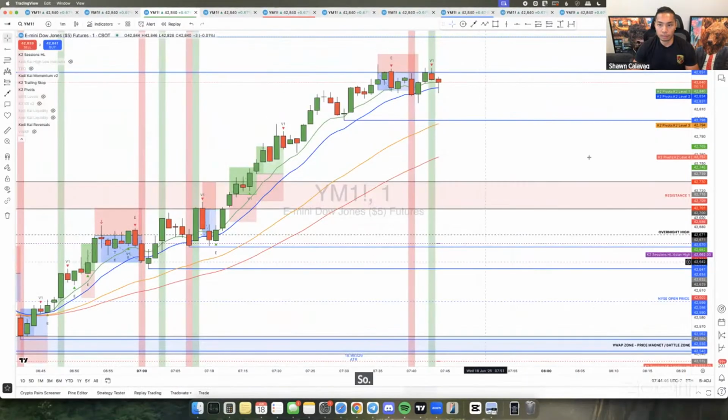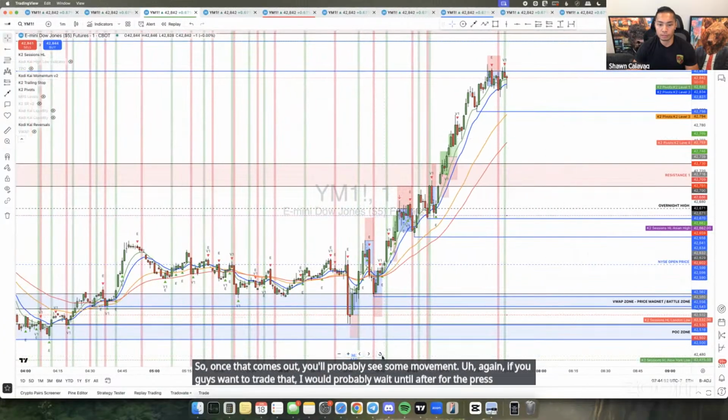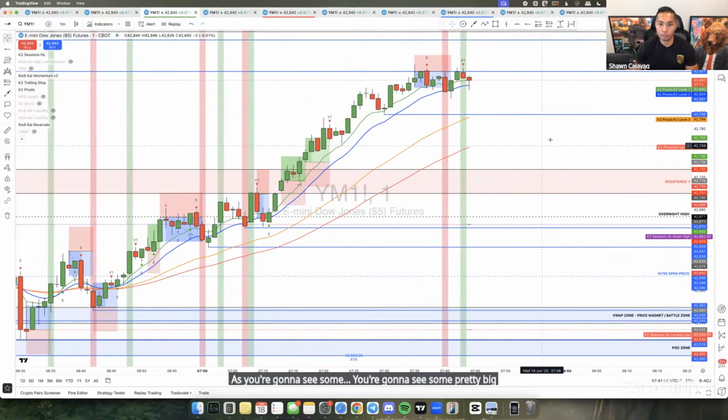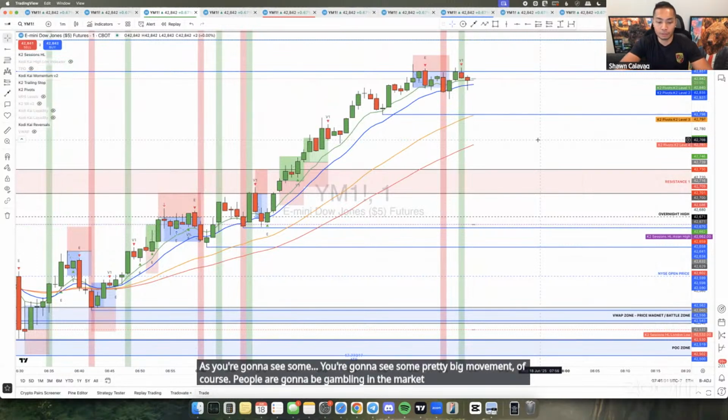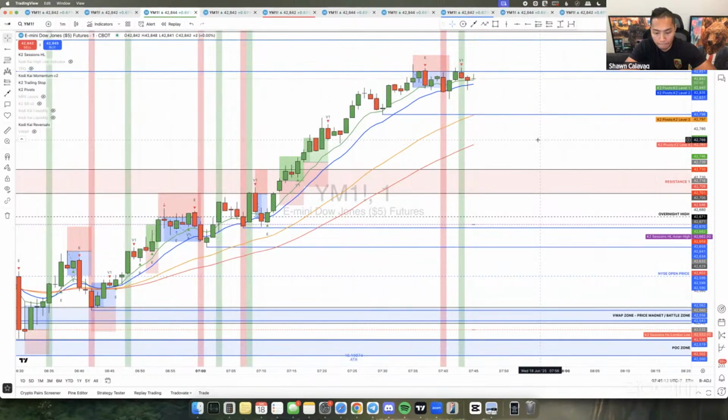So once that comes out, you'll probably see some movement. Again, if you guys want to trade that, I would probably wait until after for the press conference because you're gonna see some pretty big movement. Of course, people are gonna be gambling in the market. You don't want to get caught in that, but if you do get caught in it, try to make sure that you're on the right side of the market when that does happen because it's gonna happen. Yeah, pretty flat market now.